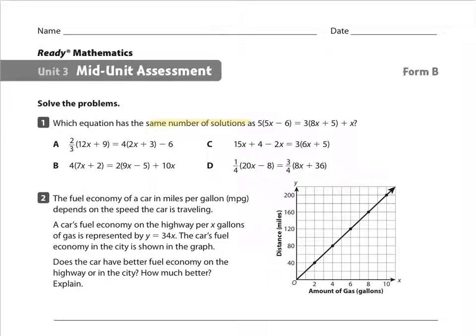To solve this problem, you actually need more space than the one provided in the test right now. For our purpose, I am going to just write it on the top part. So we have 5 times 5x minus 6 equals 3 times 8x plus 5 plus x.